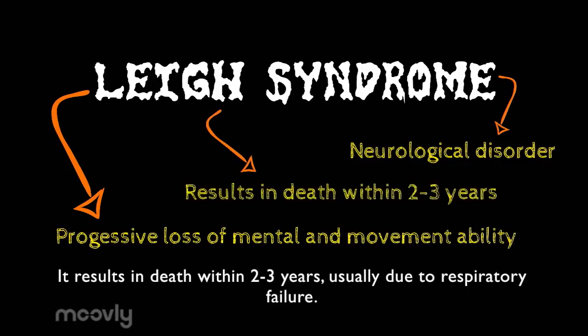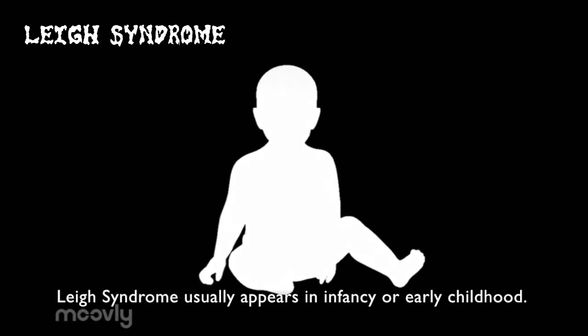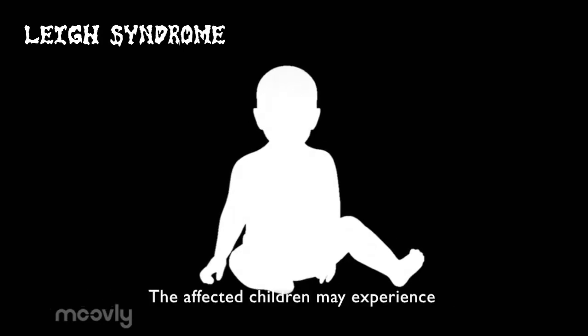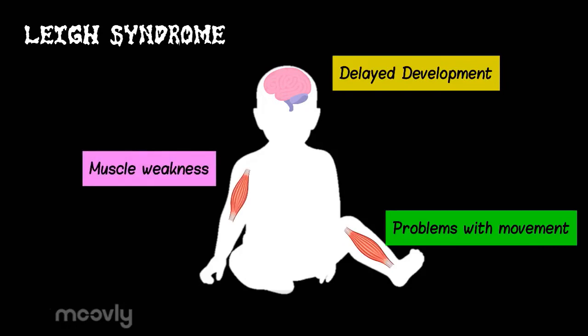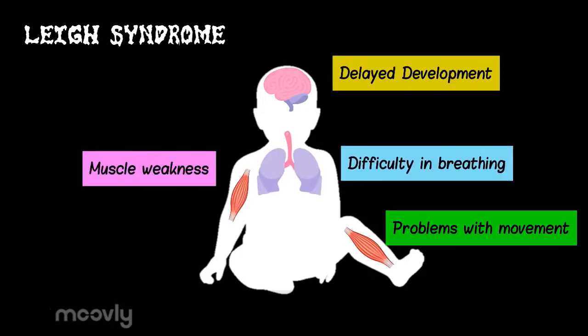It results in death within 2 to 3 years, usually due to respiratory failure. Leigh syndrome usually appears in infancy or early childhood. The affected children may experience delayed development, problems with movement, muscle weakness, and difficulty in breathing.